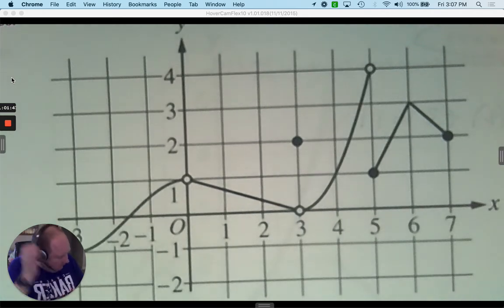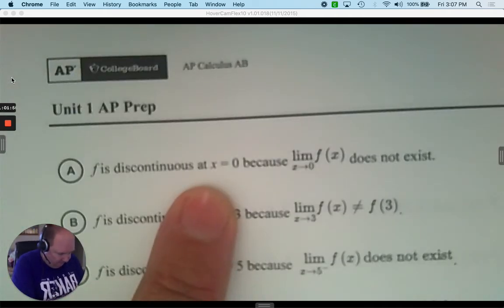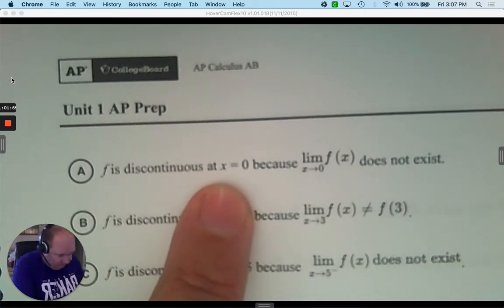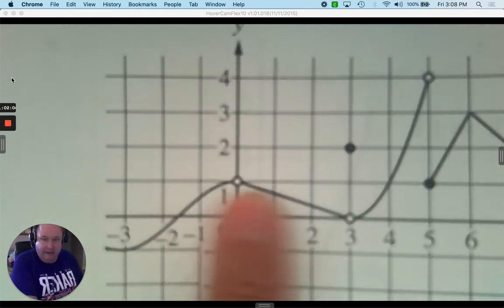the graph of the function f is shown above. Which of the following statements is true? I'm gonna have to go flippity flip here. So first of all, f is discontinuous at 0 because the limit doesn't exist. Does the limit exist at 0? Yes. So that one's wrong.